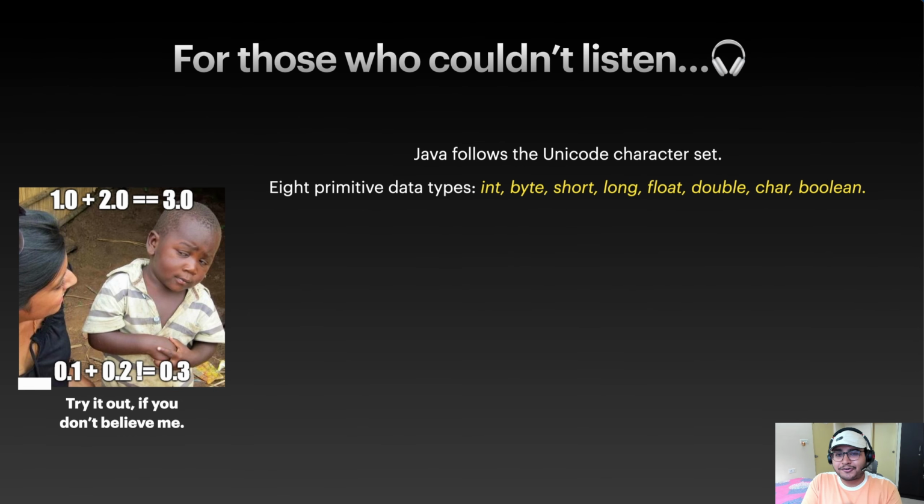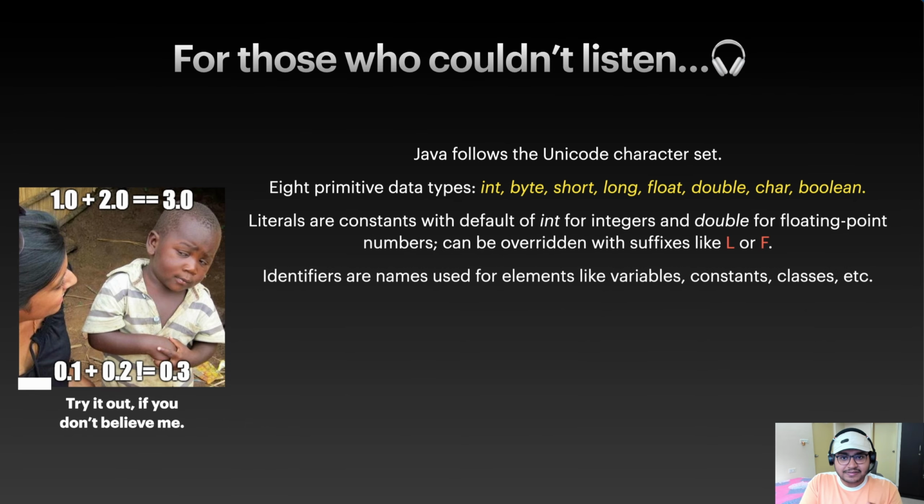We covered a lot of fundamental ground in this episode. Here's a quick recap for you. Java follows the Unicode character set that must be obeyed while writing your program. It comes along with 8 primitive data types to store different size and kinds of data, like int, byte, short, and long for integers, float and double for floating point numbers, char for characters, and boolean for logical values. Literals are constant, and by default, they have a fixed data type attached to them. However, that can be overridden by suffixing the literal with capital F for float, capital D for double, and L for long.